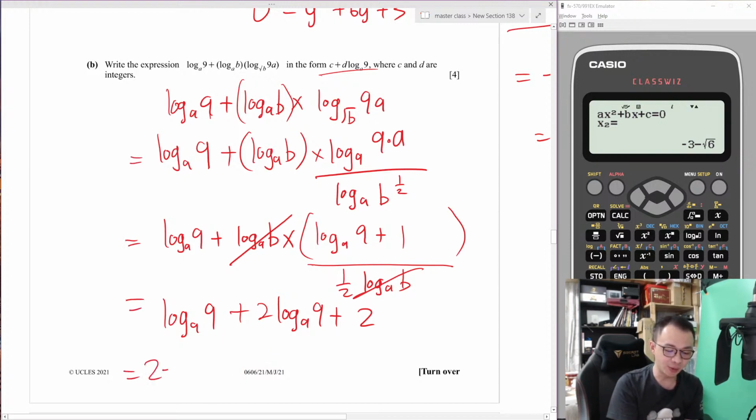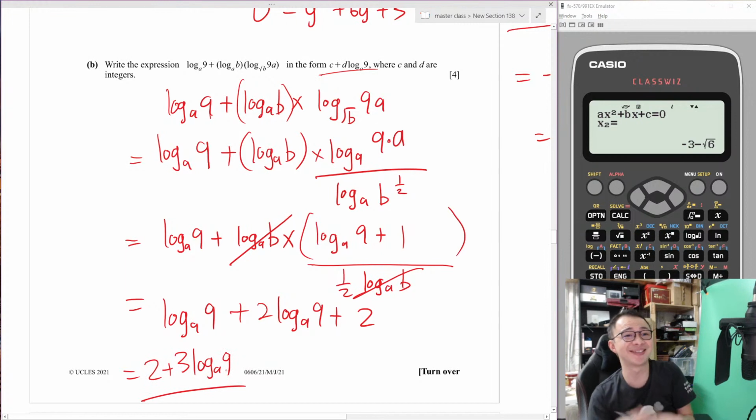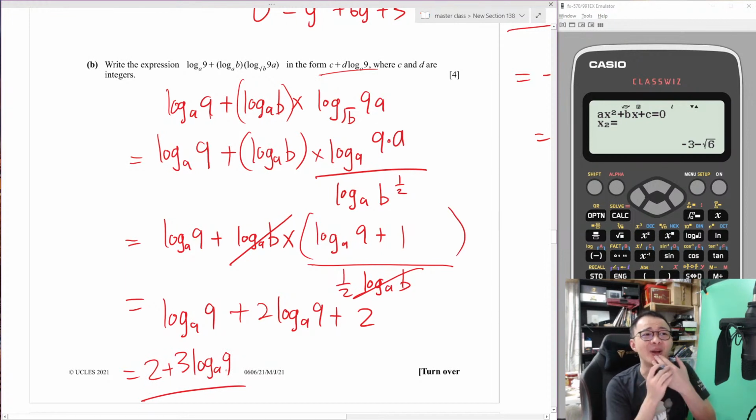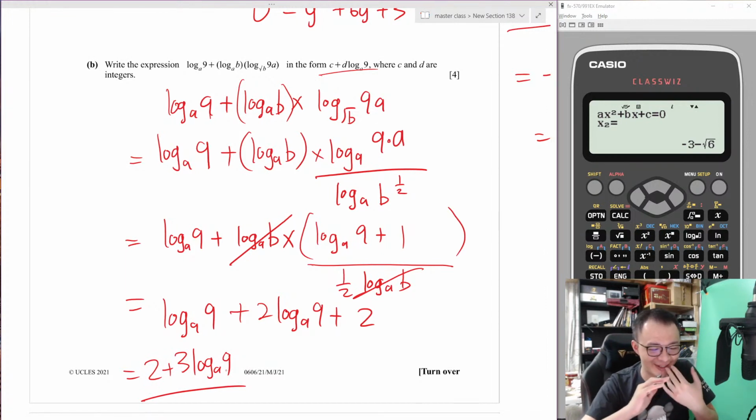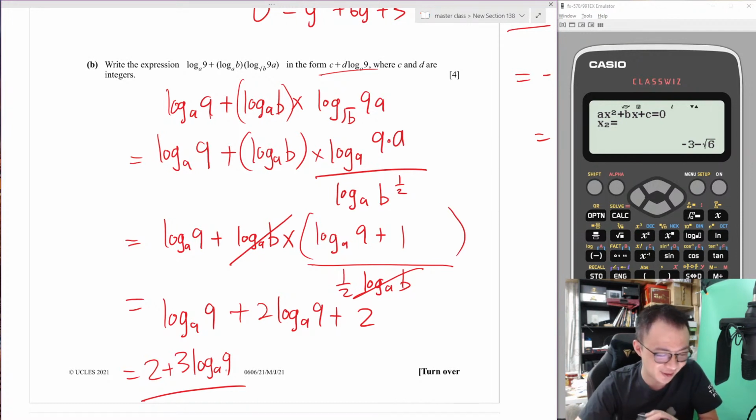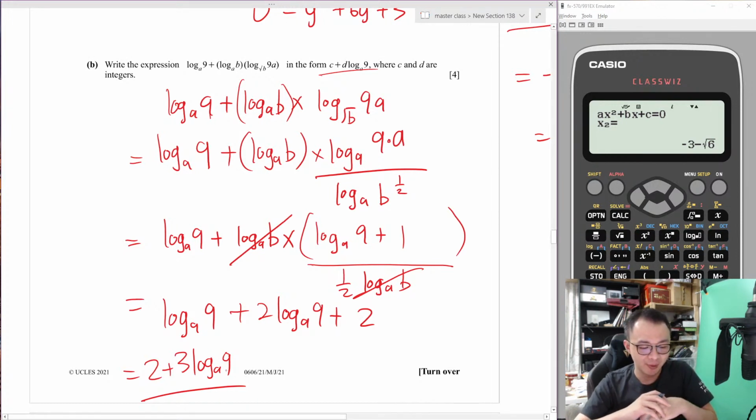I will just say this is 2 plus 3 log A9. Done. Okay, because just now I thought it's a 6, though I was stuck for a while. Why so weird? On this question, I couldn't get the answer I want. Realize I see wrongly. It's a B. Okay, so any number divided by 1 over 2 is equal to multiply by 2.